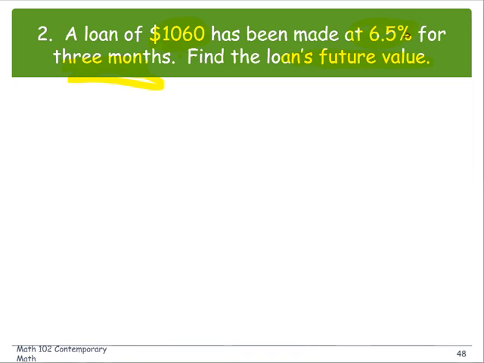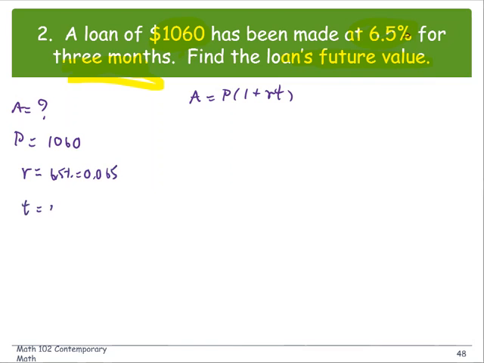Let's make a list. The future value of simple interest is A equals P times 1 plus RT. The A is what we are looking for. The P, or the principal, is 1,060. The R is the rate, which is 6.5% or 0.065. And the time T is 3 months. Recall the time must be in years, so it's going to be 3 divided by 12. The unit is year.